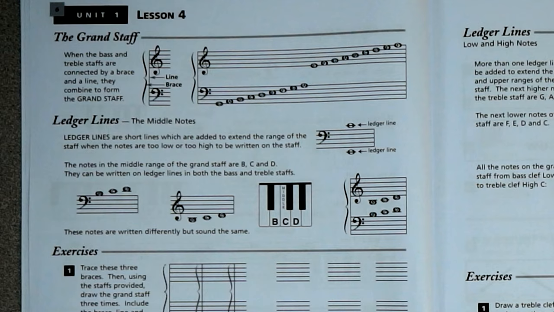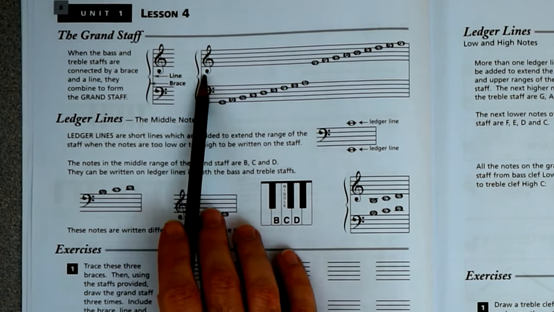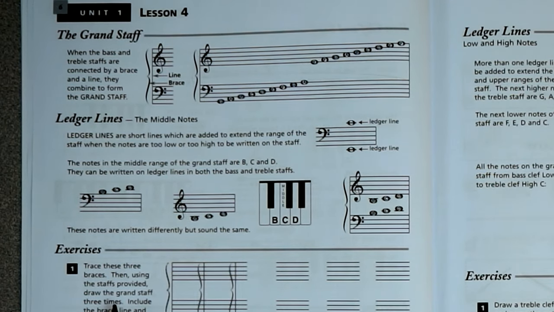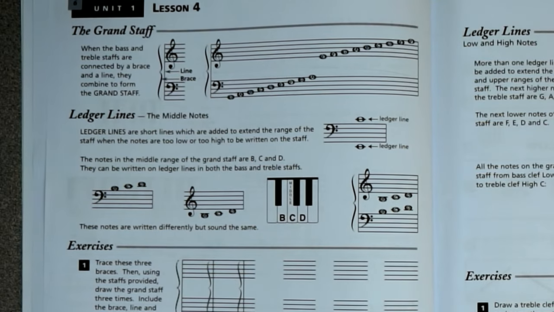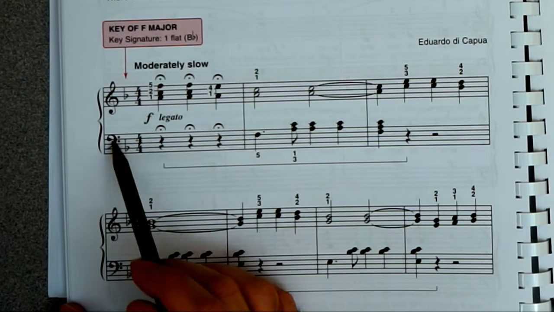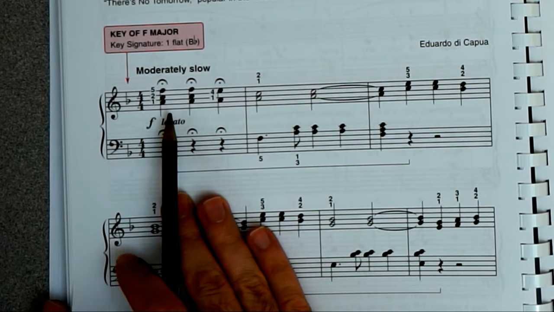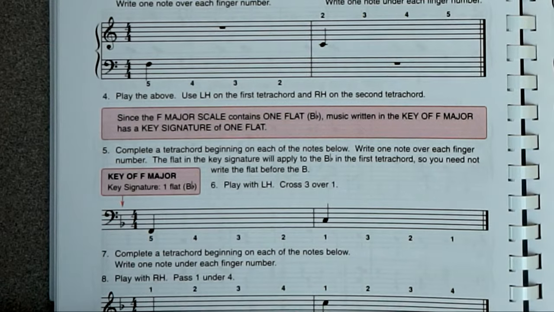The grand staff. This is really easy to understand because all you're doing is literally adding both of them together. And on the piano, that's how we see all piano music. Let me get something for you. Here's some piano music. You've got treble clef and bass clef at the same time with this little bracket here. That's the grand staff, and that's what we use when we play with both hands at the same time.